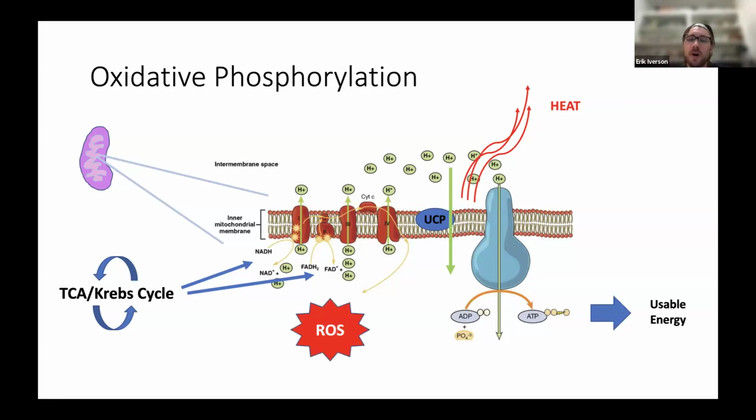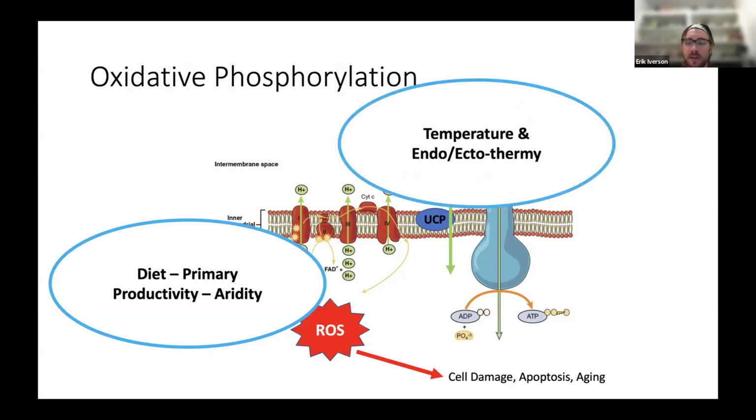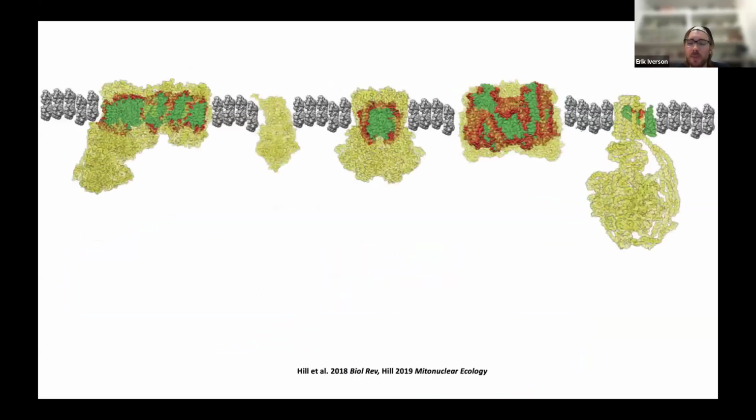This process also involves the release of reactive oxygen species, which can have a role in cell damage, apoptosis, and aging. And so we can see how different environmental factors such as our diet or primary productivity, the temperature at which an organism lives, or the availability of oxygen, UV radiation, and other stressors are going to impact this process and cause selection upon mitochondrial proteins. Now, these mitochondrial proteins don't act in isolation. They have really intimate conformational arrangements with nuclear proteins.